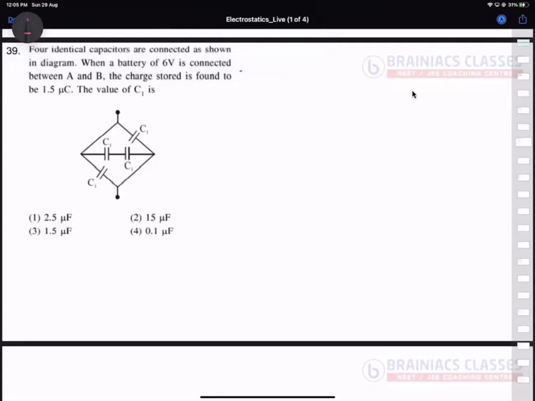So we have 4 identical capacitors connected to a battery as shown in the figure, and it is a 6 volt battery. The question means the 6 volt battery is connected between the two terminals A and B. Four capacitors of C1 are connected, and the total charge flowing in this circuit is 1.5 microcoulomb. Only this data is given. The question is: what is the value of C1?